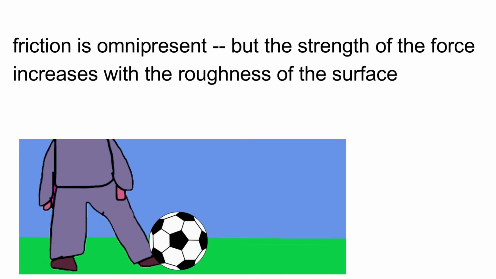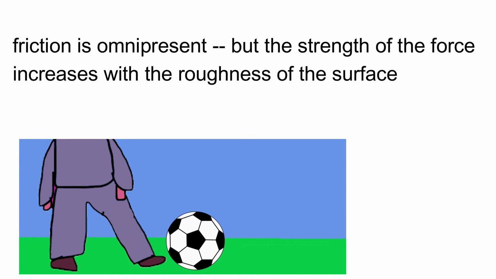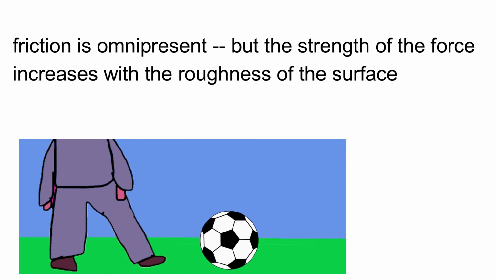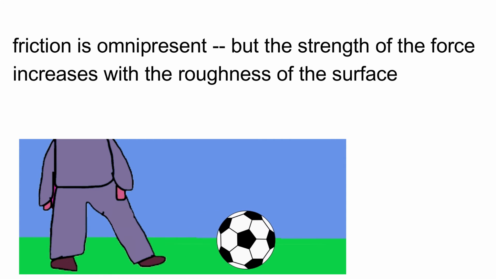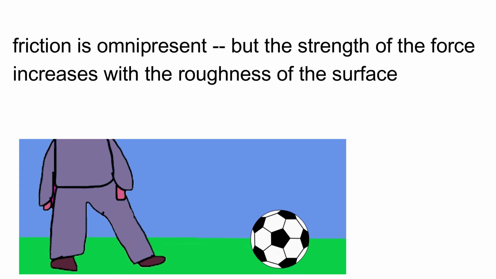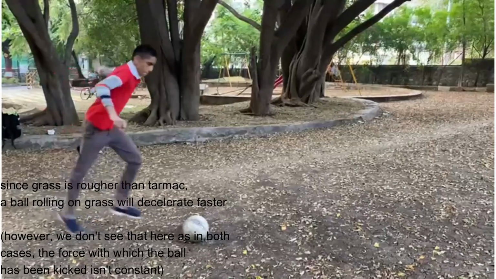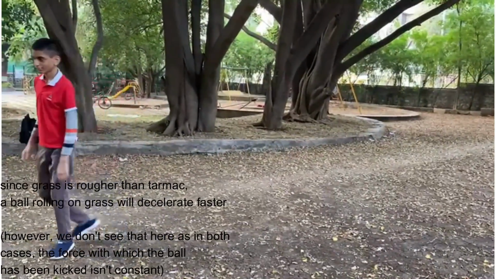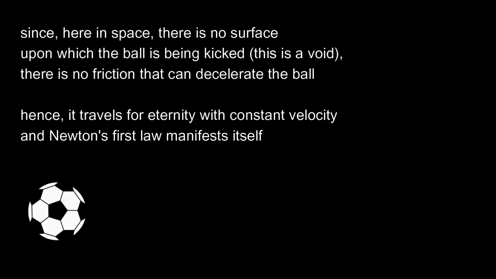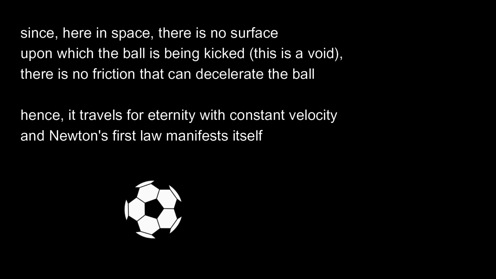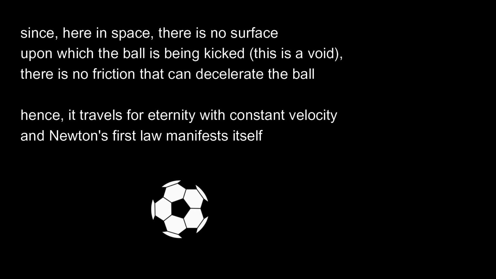No matter the surface along which your ball is rolling, there will always be some friction. However, the strength of the frictional force can vary depending on the material. Rough and bumpy materials tend to be more unforgiving when it comes to friction as compared to smooth materials. If I kick a ball on a rough patch of grass, it will decelerate much quicker than if I kick it on flat tarmac. Here in outer space, since I have no surface along which I'm kicking the ball, there can be no friction. So here the ball will continue to travel forever and ever.